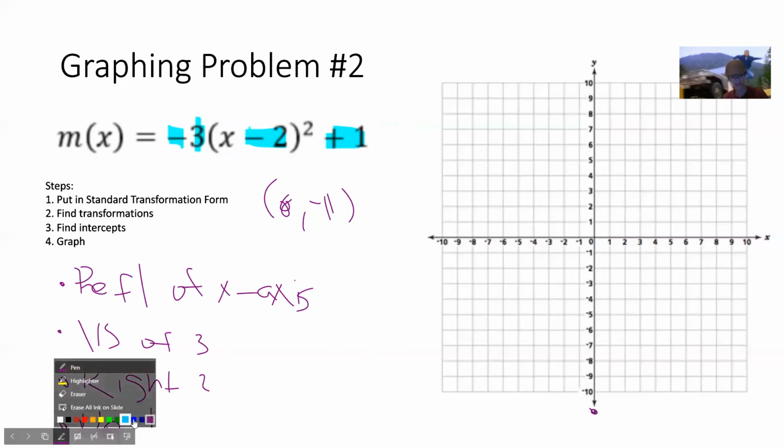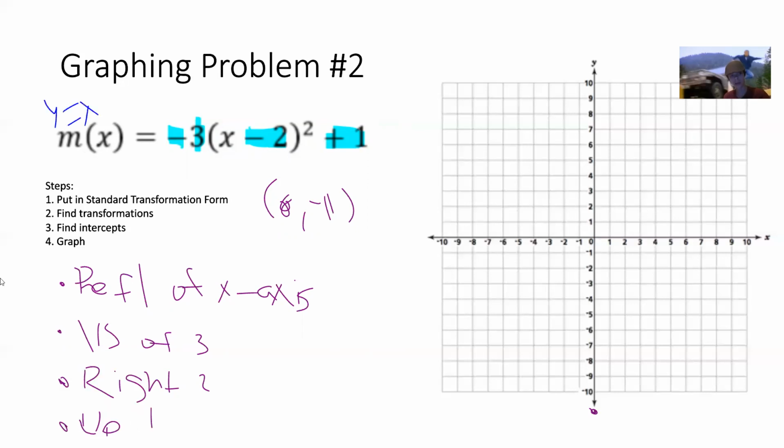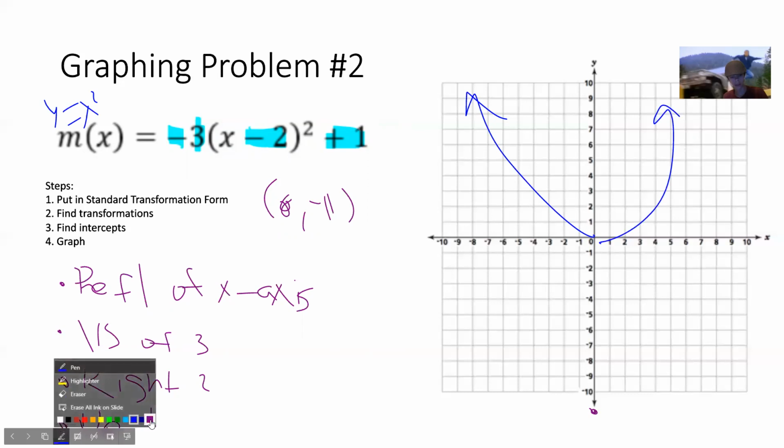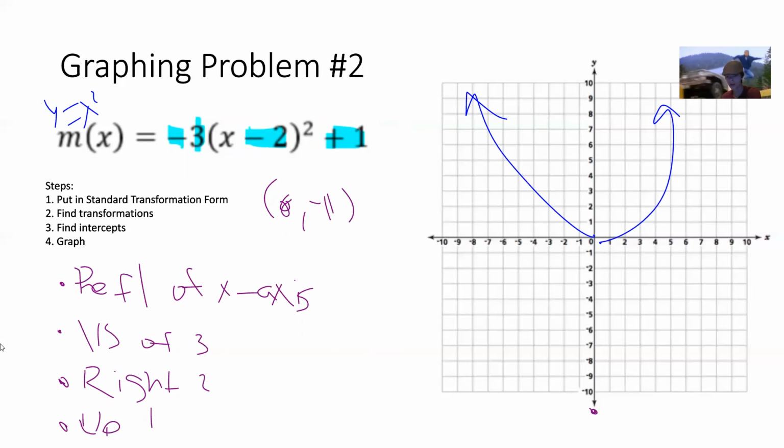And then our parent function would be y equals x squared. That's our quadratic. And it would look about like that. That's definitely not even. And I'm not going to draw it completely to scale. But right 2, up 1, would be right here. But since we have a reflection over the x-axis, it's going to be like this. And there you go. That is this lesson.